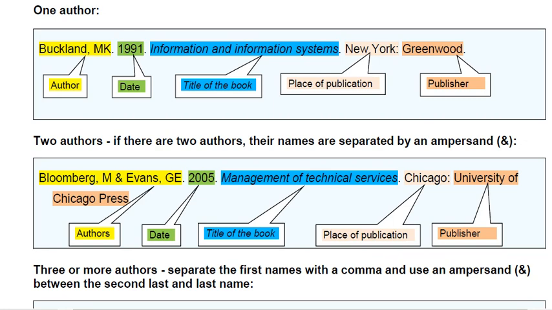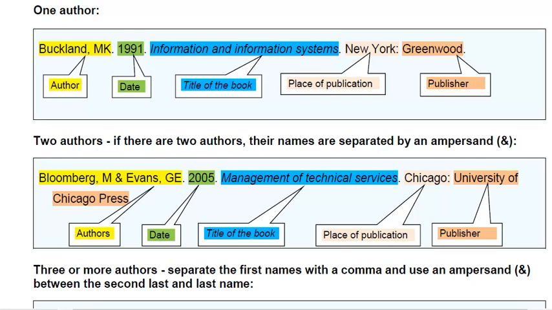Whatever title you're writing, it's supposed to be in italics. Then we have a full stop again. We have the place of publication. We don't write the country here. We write the town or the city name. Here in our example, we have New York.